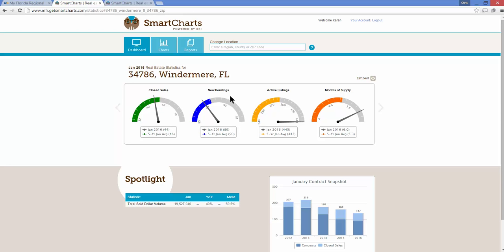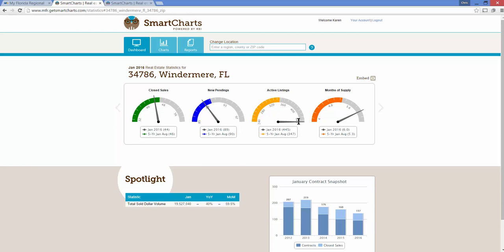But then we have new pendings. New pendings are kind of a look into the future because however many new pendings we have, this is going to predict the number of sales we have in the coming months. And we are at 89 for last month, slightly below the 5-year average of 90. Not by much, only by one new pending.